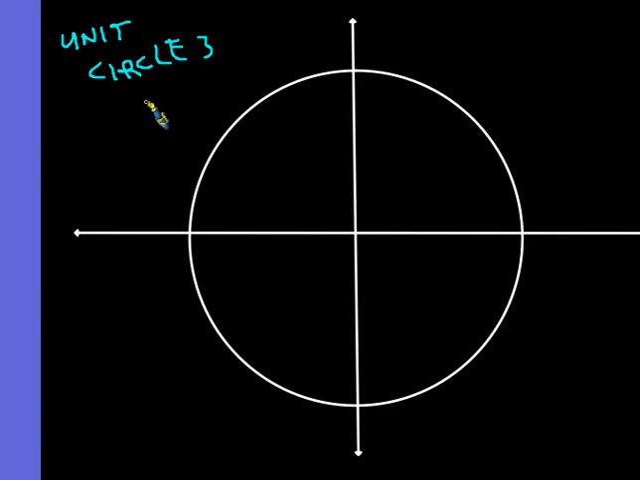Okay, unit circle part 3. We've made some pretty good progress. We identified how we could find the sine and the cosine of various angles around the unit circle using special triangles, and also just using the coordinates that are on the x and the y axis. But we'd like to be able to know the sine and the cosine of more angles other than just 30 and 0 and 90 and 180 and 270.